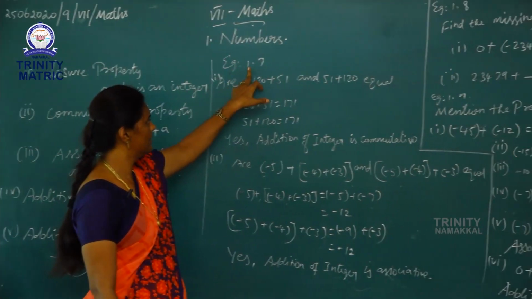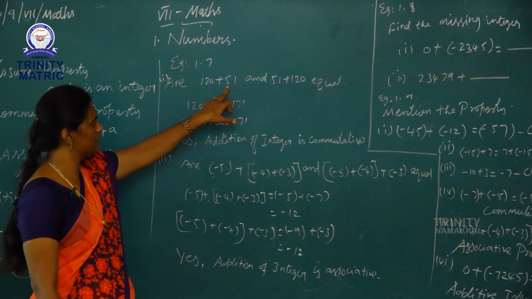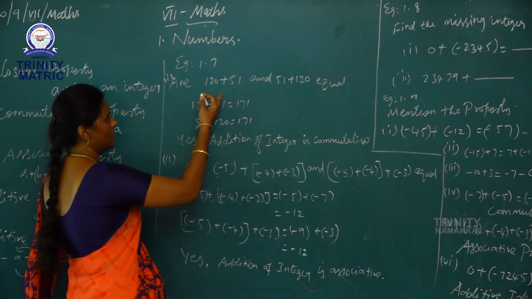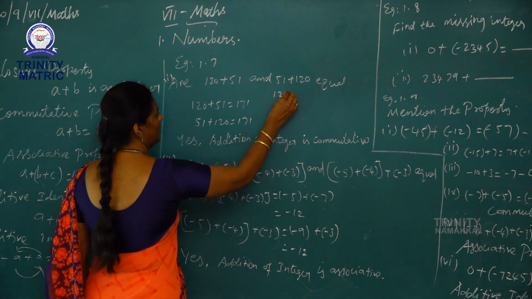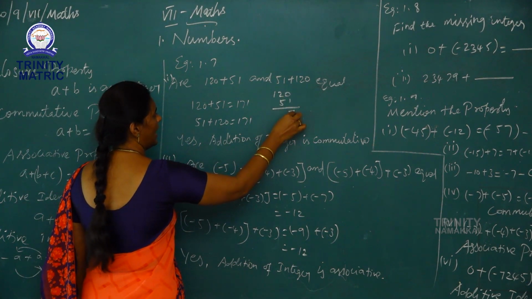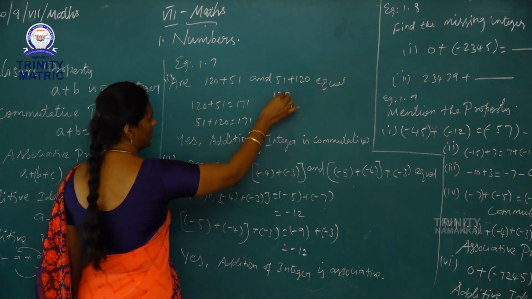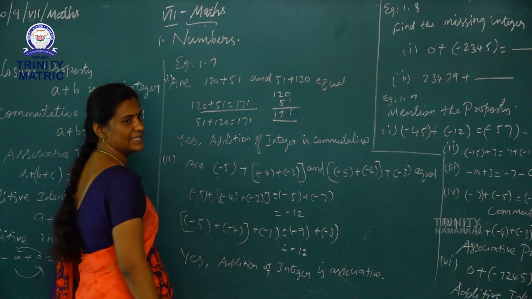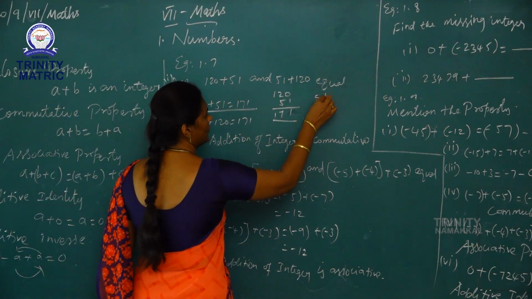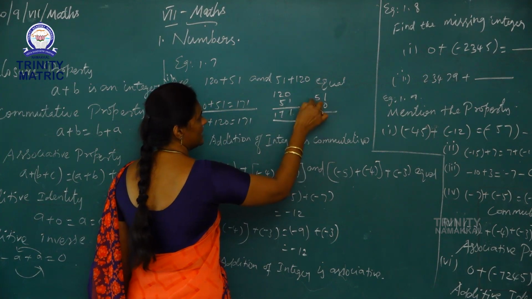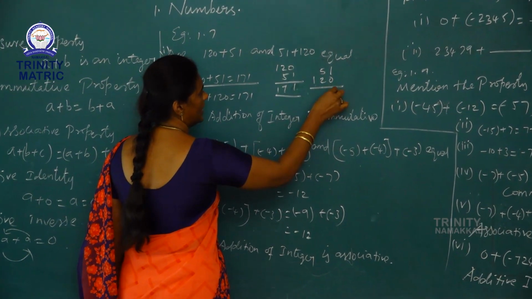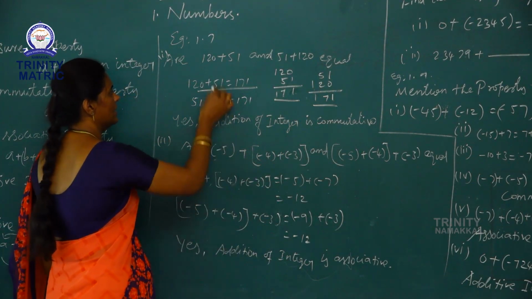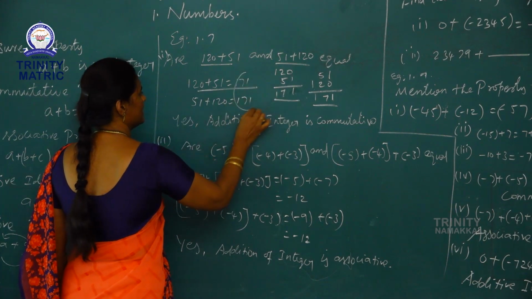First example: 120 plus 51 and 51 plus 120 are equal. See here, now we check 120 plus 51. We add these two numbers: 0 plus 1, 1; 2 plus 5, 7; 1. So the answer is 171. Next, we add 51 plus 120. See here, we write the digits carefully. Here 1 plus 0, 1; 5 plus 2, 7; 1. See here, both answers are the same.